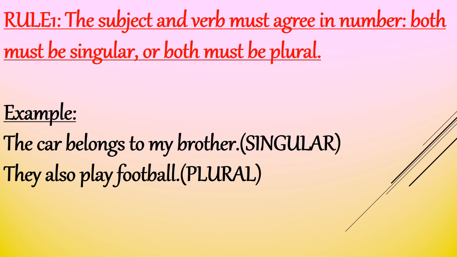Example: the car belongs to my brother. Here the car is singular. That's why the verb belongs, the singular form of the verb, is used. The next sentence is: they also play football. They is plural here, and in the same manner the verb play is also plural. It means with a singular subject we use the singular form of the verb, and with a plural subject we use the plural form of the verb. This is the basic rule of subject verb agreement.